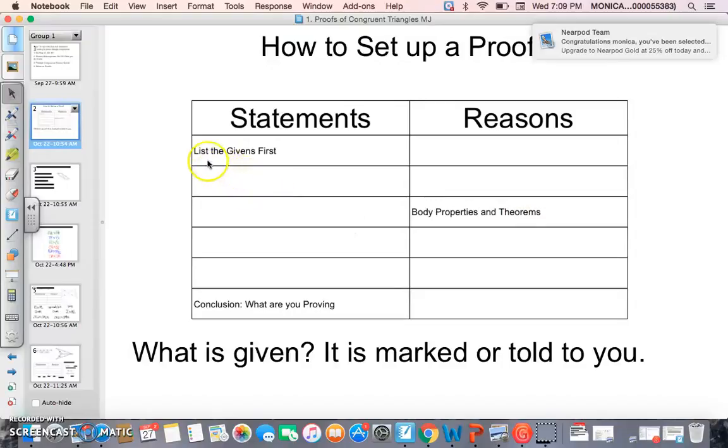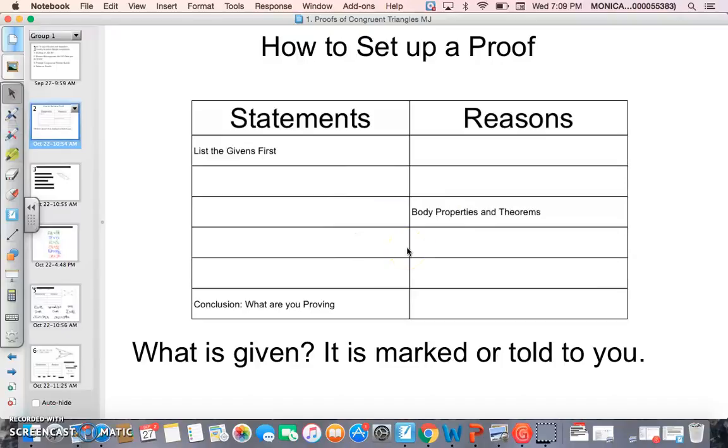So let's always list your givens first. And so what do I mean by givens? What's a given? Well, it's marked, so it's when you have those tally marks in a picture, or it's told to you.